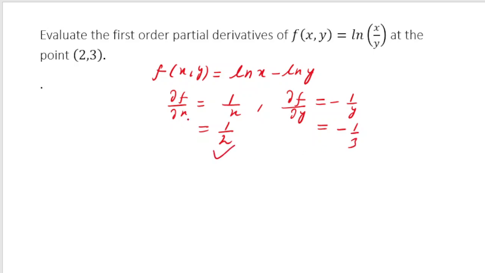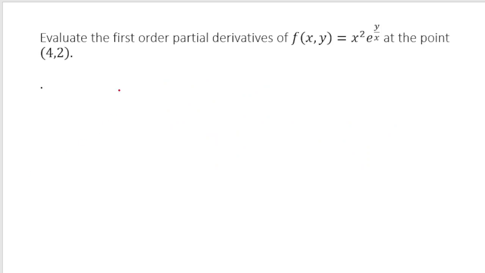So del f by del x is 1 by 2, del f by del y is minus 1 by 3. So this can be asked as an MCQ question, that what is del f by del x or del f by del y. So respectively it will be this.